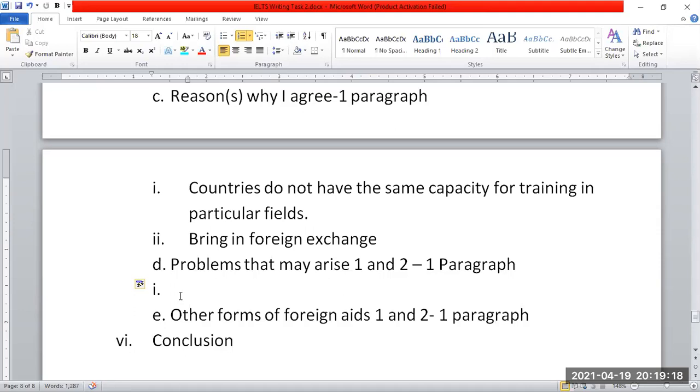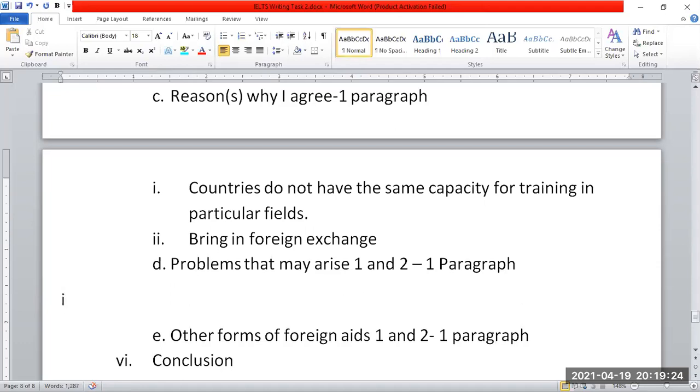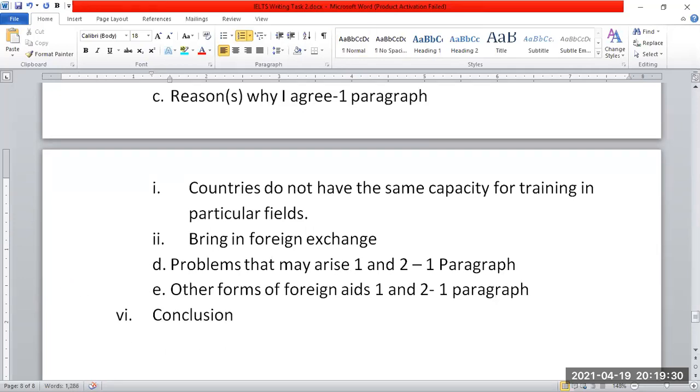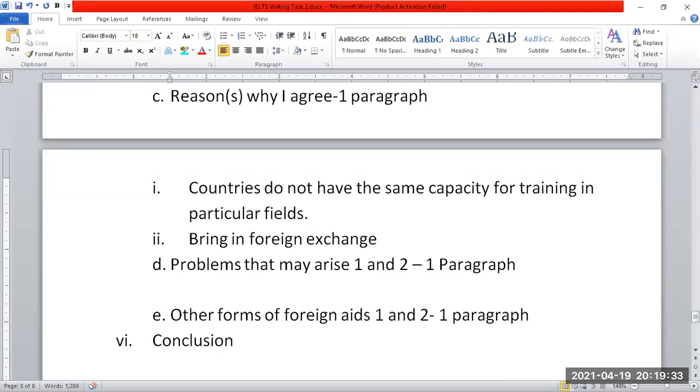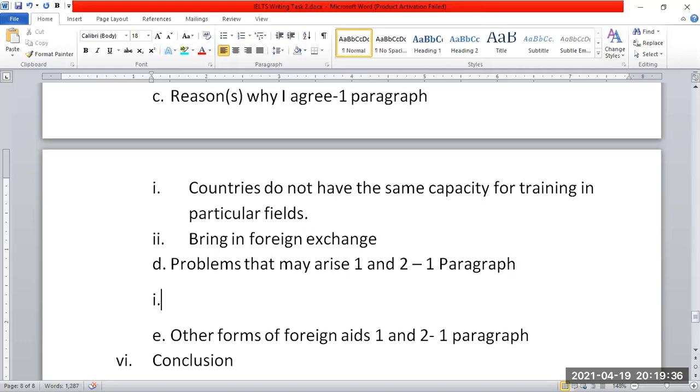Problems that may arise. Hello. Yes, sir. I'm still talking about the last question. Assuming we are able to make the first one 2 points, the second one 2 points, and unavoidably we were unable to make the third one 2 points. Are we going to be penalized?